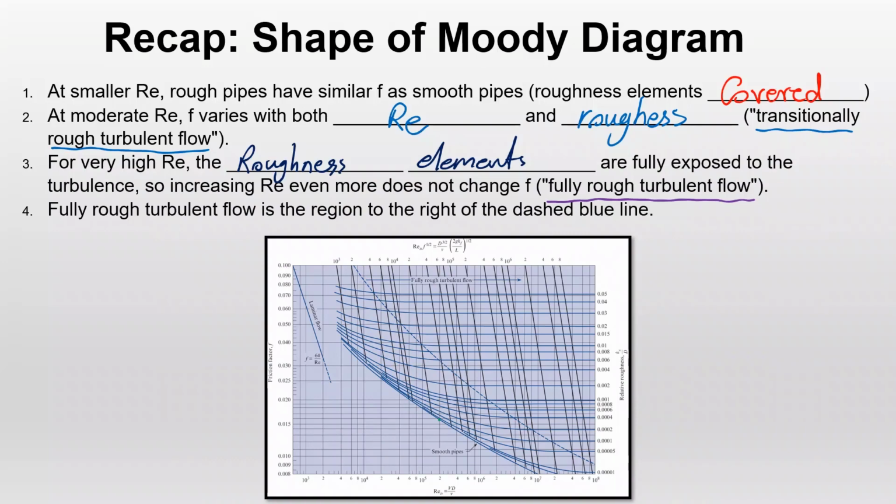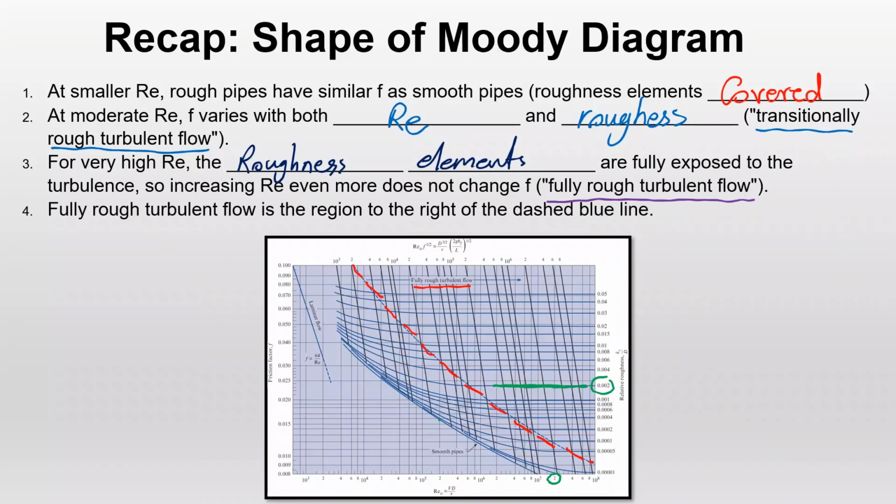Again, this dashed red line represents fully rough turbulent flow. Anything on the right-hand side of this dashed line represents fully rough turbulent flow. Now, what does that mean? It means that if you have a Reynolds number of, let's say, 2 times 10 to the power 7, and if you have the relative roughness of 0.002, this line is almost a straight line.